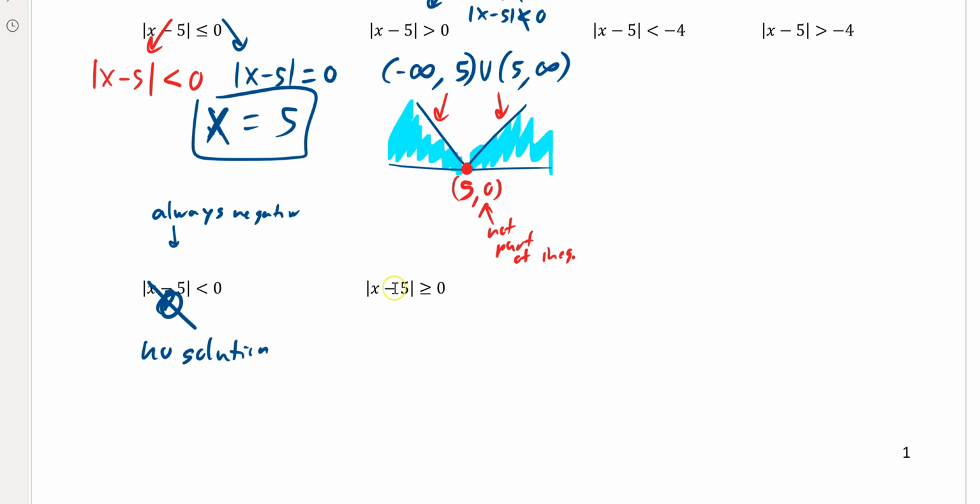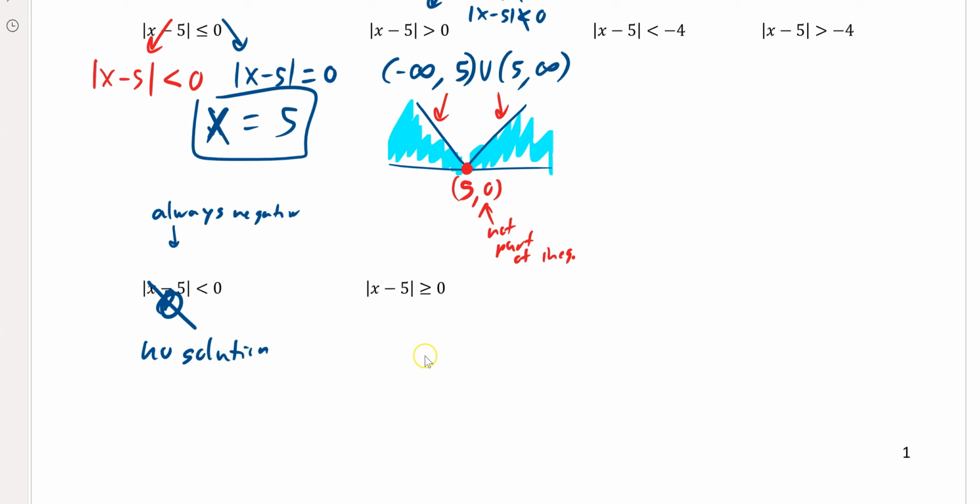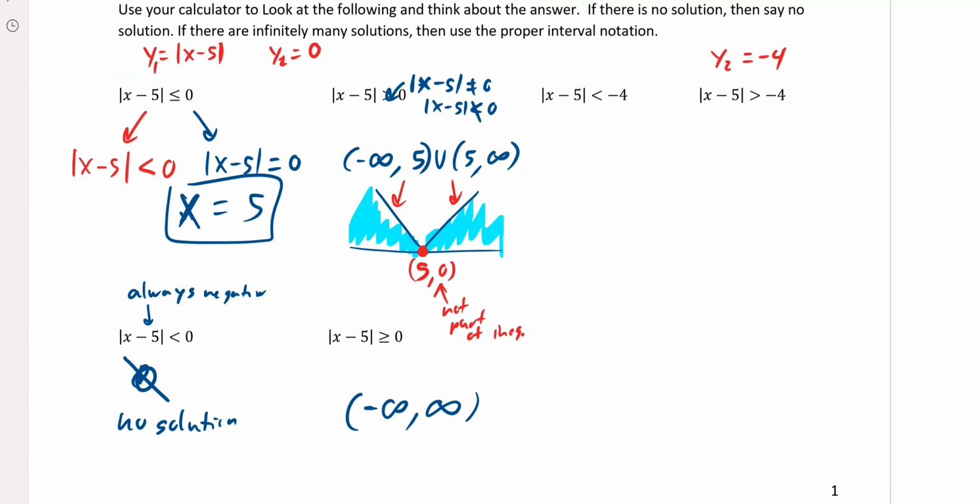Now let's put it together. If we had the absolute value of x minus 5 is bigger than 0, then that's everything. Here it's bigger than 0. It equals 0. And then it's bigger than 0 again. So it's saying everything that we have here is a solution. So anytime you see greater than or equal to 0, that is basically the definition of an absolute value. So we would say from negative infinity to positive infinity. And this is all of them.